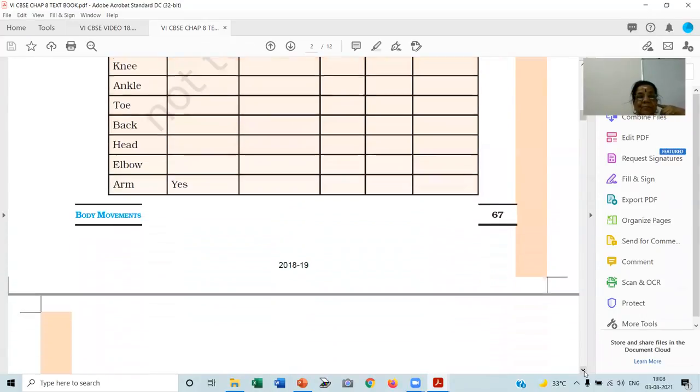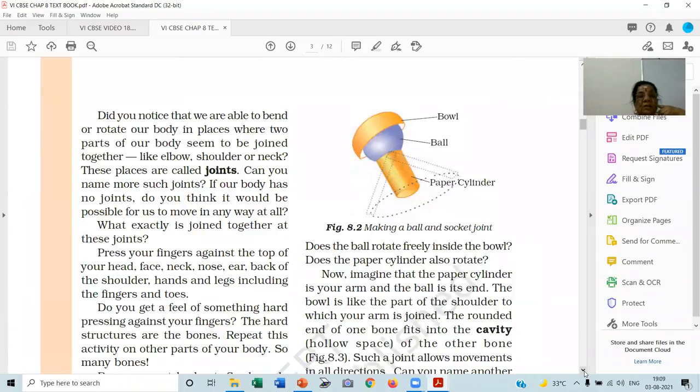The next one. This is joints. Ball and socket joint. Ball and socket joint. Can you see?